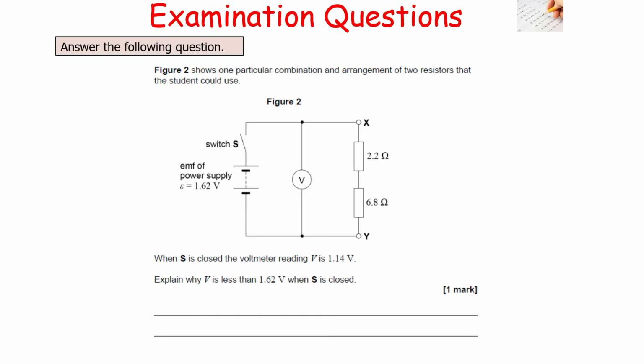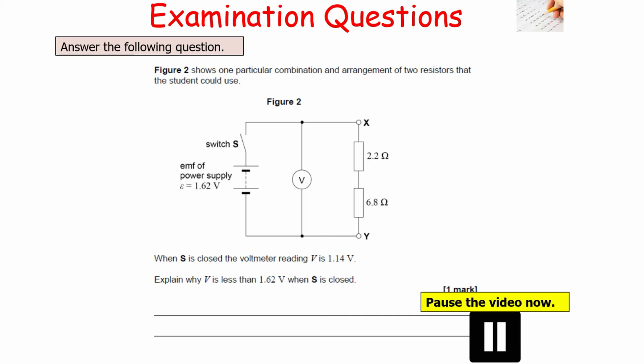The next question says, figure 2 shows one particular combination and arrangement of 2 resistors that the student could use. When S is closed, the voltmeter reading V is 1.14 volts. Explain why V is less than 1.62 when S is closed. So pause the video now, then unpause the video when you want to go through your answer.